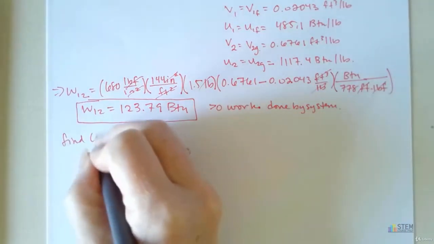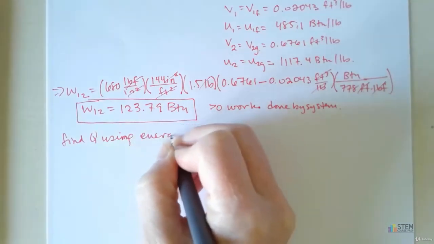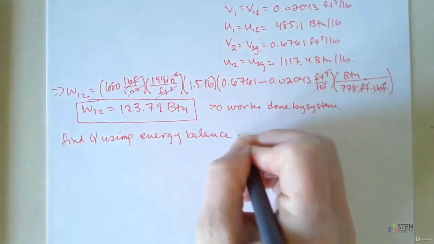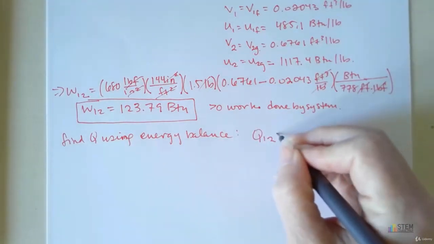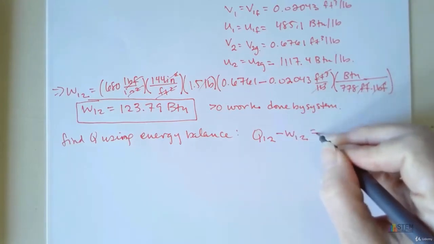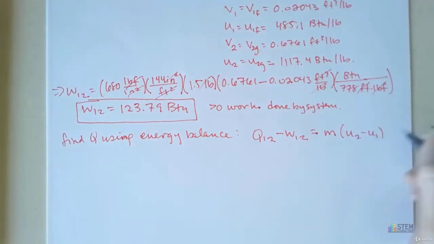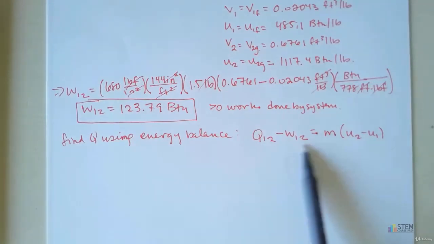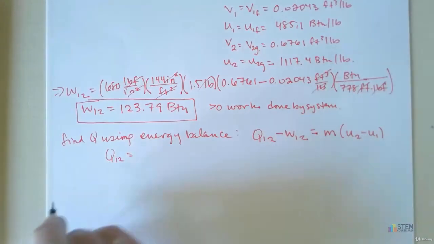So let's find Q using energy balance. All right, and our equation for that will give us Q12 minus work, process 1-2, that's going to equal M times U2 minus U1. And we're ignoring kinetic and potential energy, so I'm not even going to write them down. Now we have everything we need for this equation. Q12 will be what is unknown.